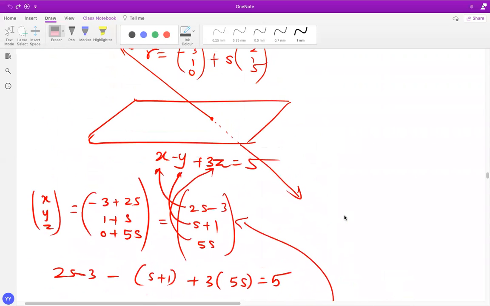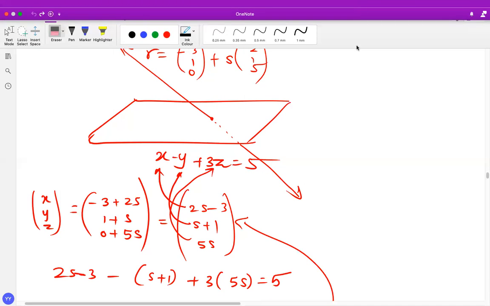So this is a short application of lines, planes, intersections, and the angle between lines and planes. In case you're not clear, you can watch this video again, and I hope this is helpful.